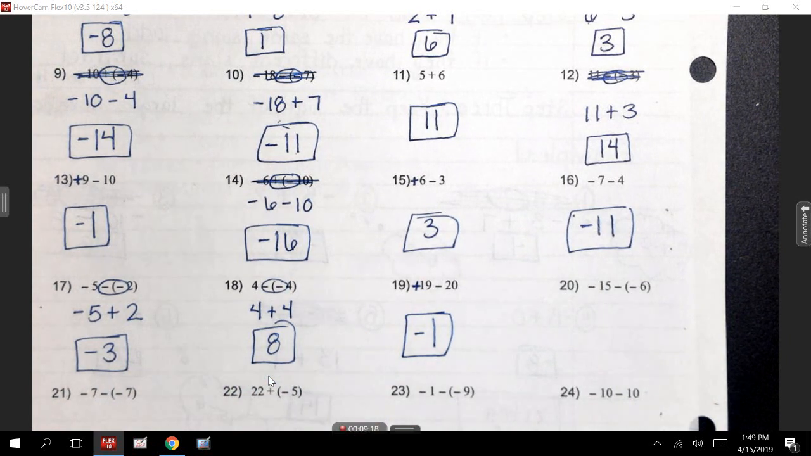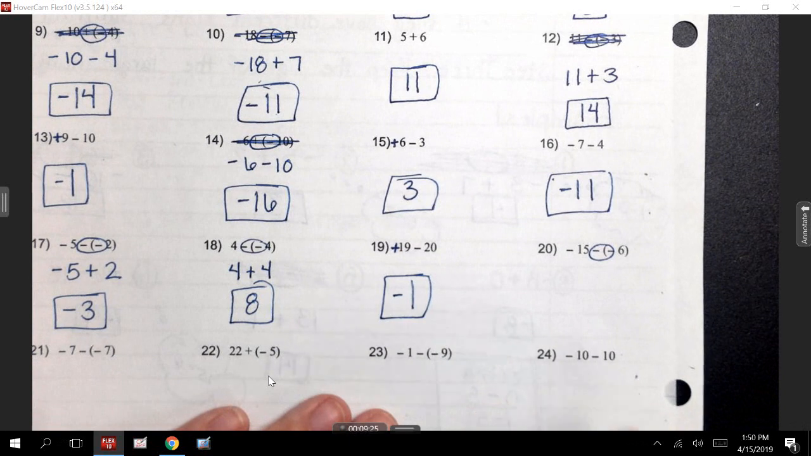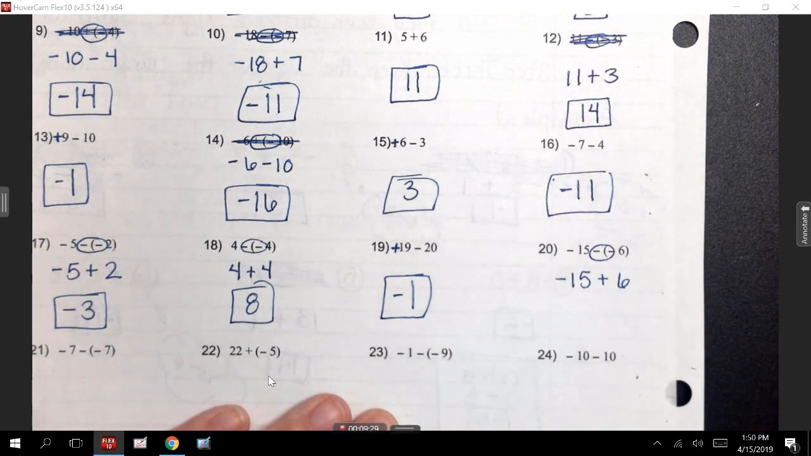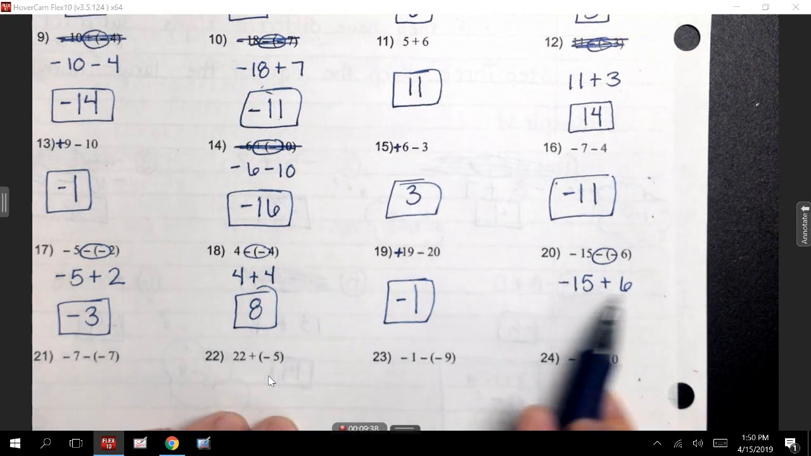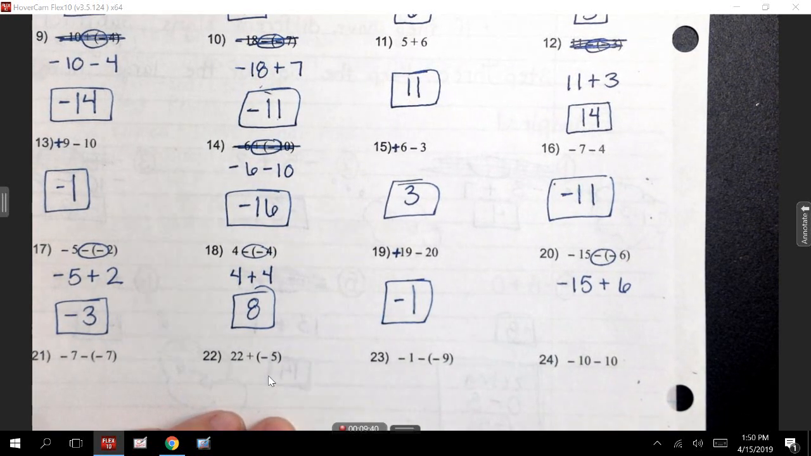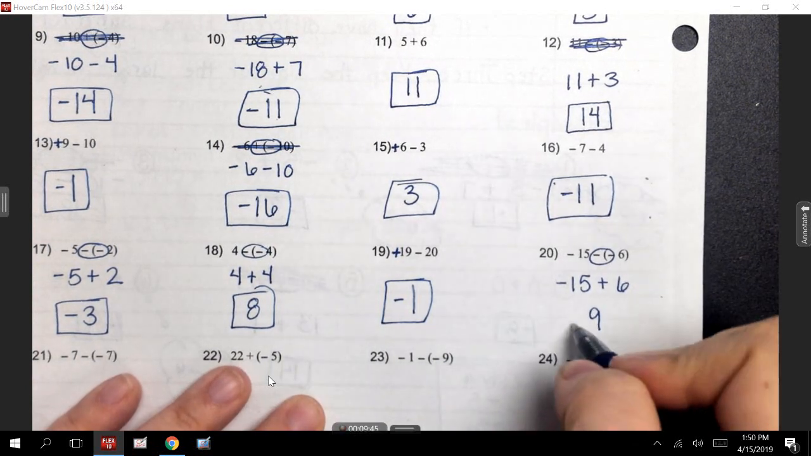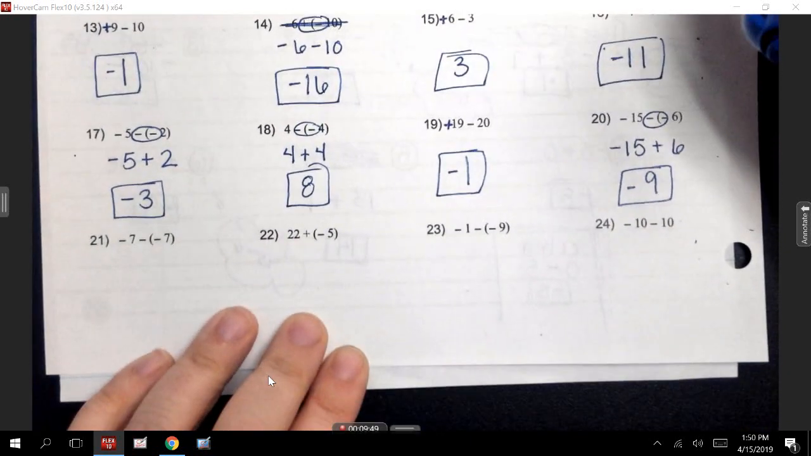All right, number 20. Rewrite number 20 for me, Alicia. Perfect. Negative 15 plus 6. You're good. Excellent. Jaden, am I going to add them or subtract them? Subtract them. They're different signs. So 15 minus 6 in my head gives me, Gabby? 9. Positive or negative? Negative, because 15 is bigger. Excellent job.